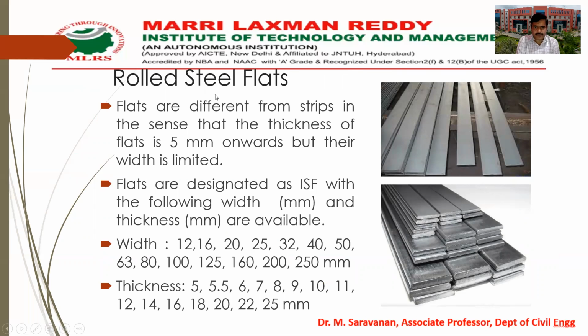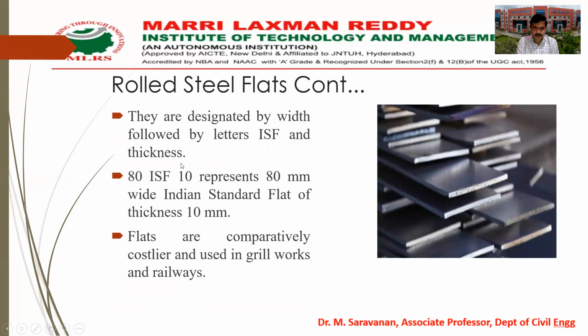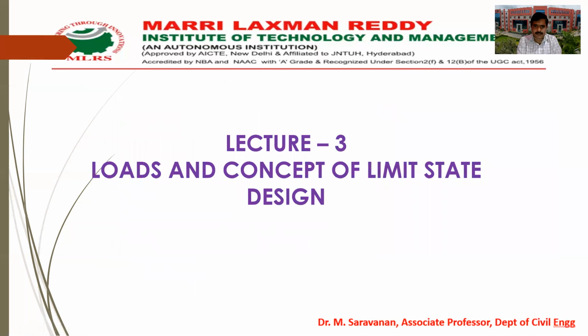And rolled steel flats. Flats are different from strips in the sense that the thickness of a flat is 5 mm onwards, but the width is limited. The width of a flat is generally very small. These are the width and these are the thickness of the flat section. They are designated by width followed by the letters ISF, Indian Standard Flat, and then thickness; for example, 80 ISF 10 represents 80 mm width and 10 mm thickness. Generally flats are used in grill work and railways. It is more costly than strips.